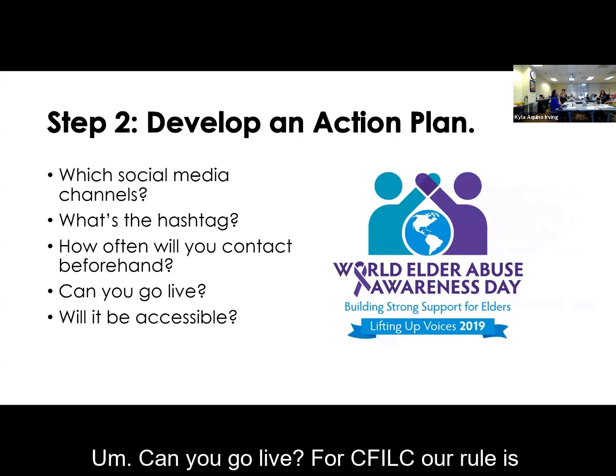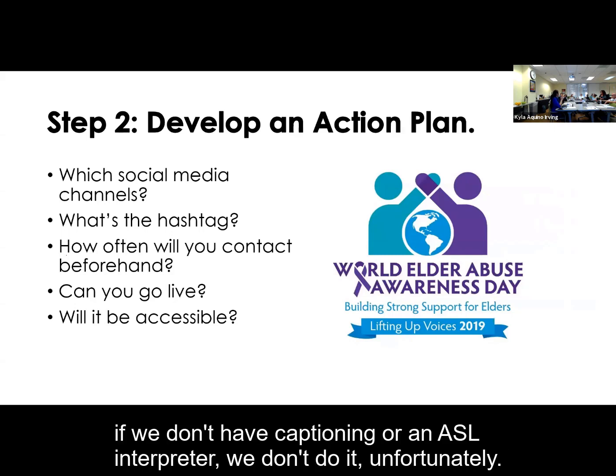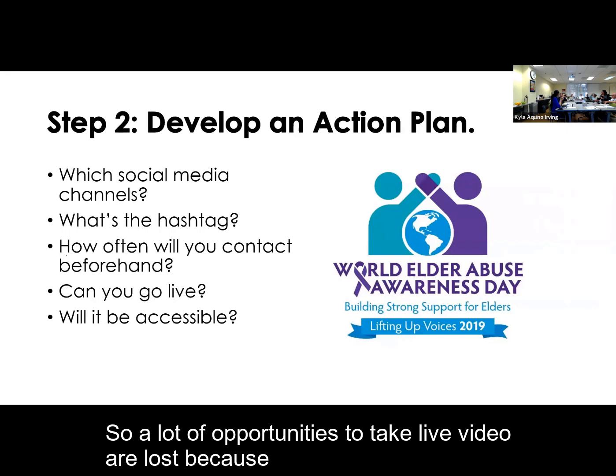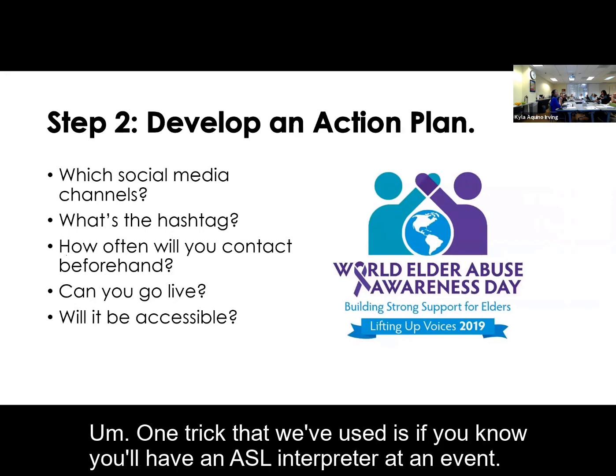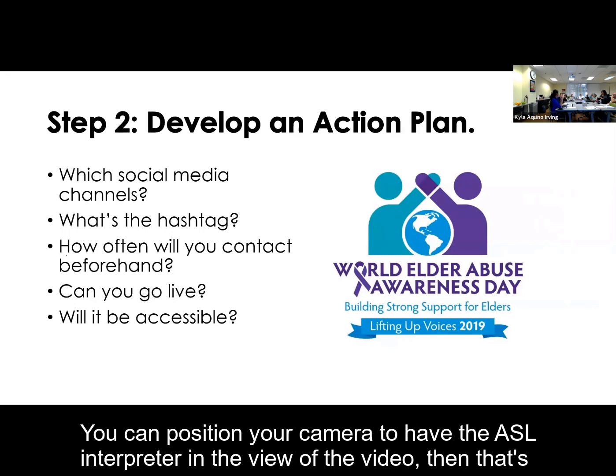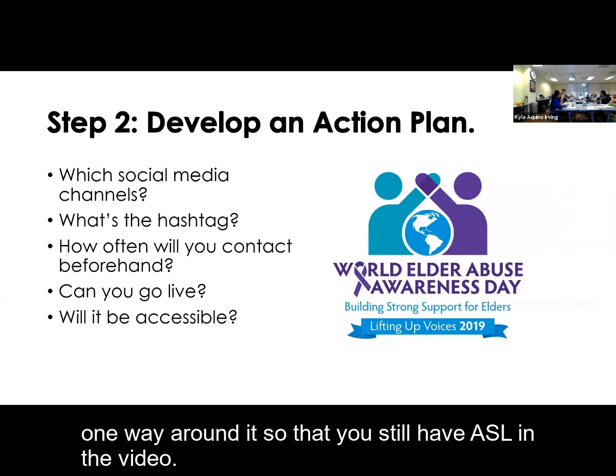Can you go live? For CFILC, our rule is if we don't have captioning or an ASL interpreter, we don't do it, unfortunately. So a lot of opportunities to take live video are lost because we have a commitment to making things accessible for as many people as possible. One trick that we've used is if you know you'll have an ASL interpreter at an event, you can position your camera to have the ASL interpreter in the view of the video. Then that's one way around it. So then you still have ASL in the video.